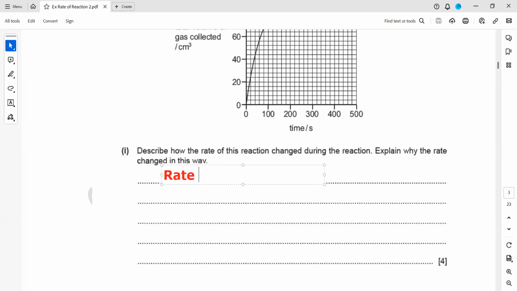So the rate of reaction decreases with time. That is the first point. Okay, what about the second point?